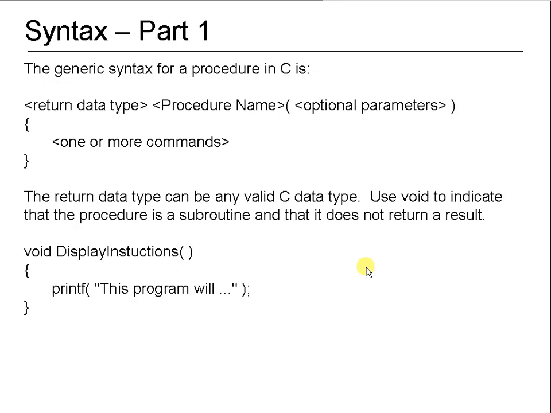The generic syntax for procedure in C is the return data type, followed by the procedure name, then one or more optional parameters in parentheses, and then inside curly braces you have one or more commands. The return data type can be any valid C data type. Use void for the data type to indicate that the procedure is a subroutine and that it does not return a result. So for example, here we have void display instructions, and that is an example of a procedure that does work and does not return a value.